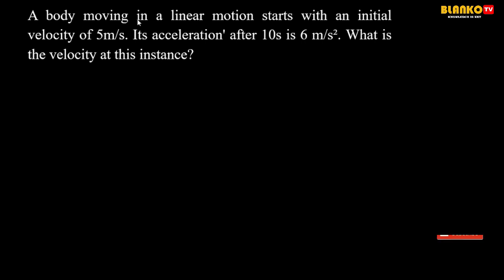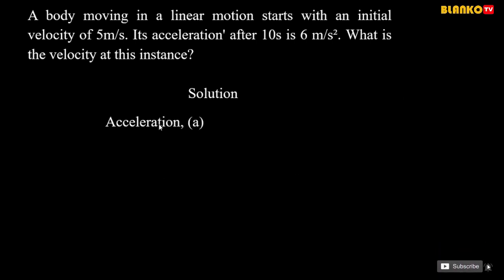A body moving in a linear motion starts with an initial velocity of 5 meters per second. Its acceleration after 10 seconds is 6 meters per second square. What is the velocity at this instance? Okay, so let's move on with the solution.